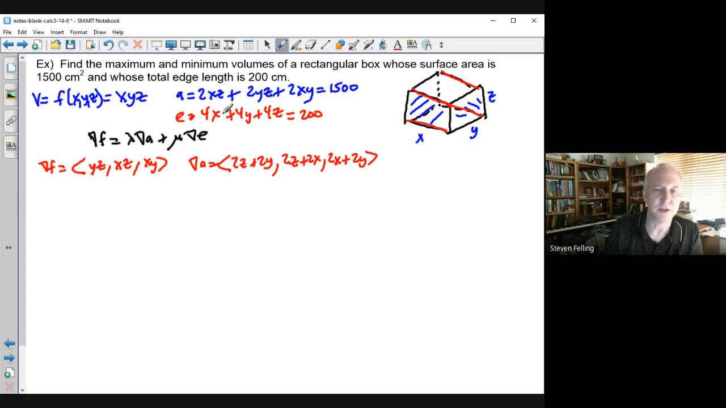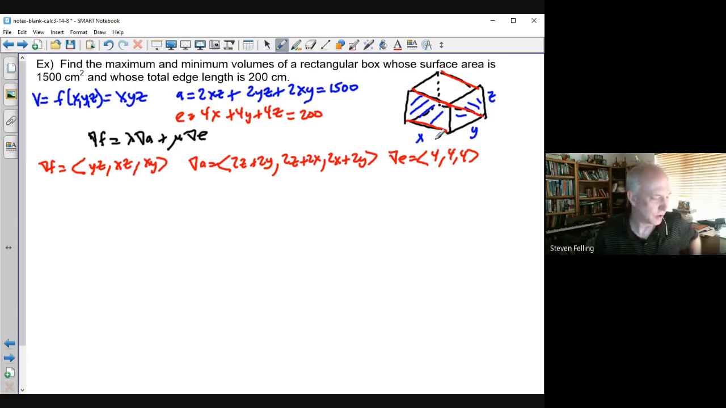All right, and then we also have to have a gradient for the e function. So in the x direction, the partial derivative is 4, right? In the y direction, it would be 4, and in the z direction, it would be 4. Okay. All right.